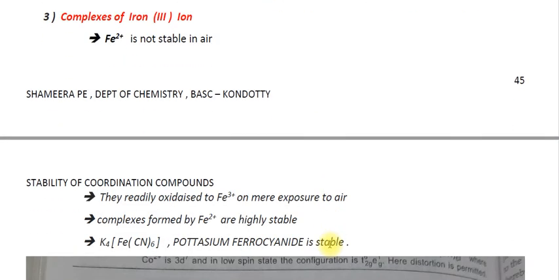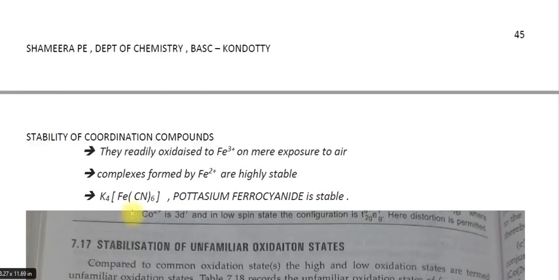So that is the second example, and the third example is the complexes of iron. Fe2+ is not stable in air. They are readily oxidized. Fe2+ is not stable in air and it is oxidized to Fe3+ on minimum exposure to air. But the complexes formed by Fe2+ are highly stable. One of these complexes, K4[Fe(CN)6], which is very well known to us, that means potassium ferrocyanide, is stable and we are using it in our laboratory also.